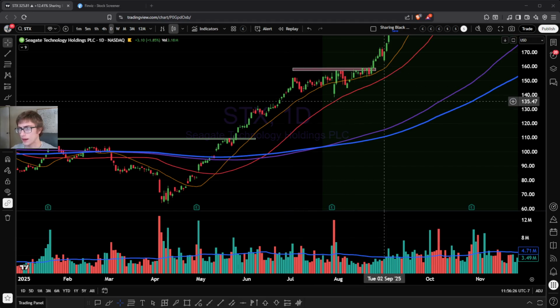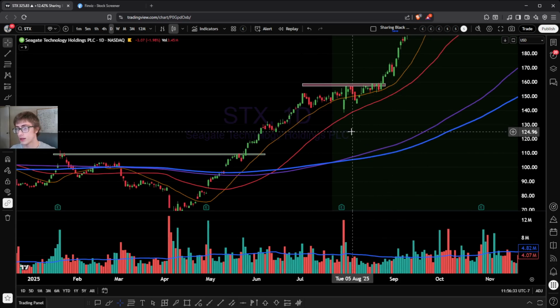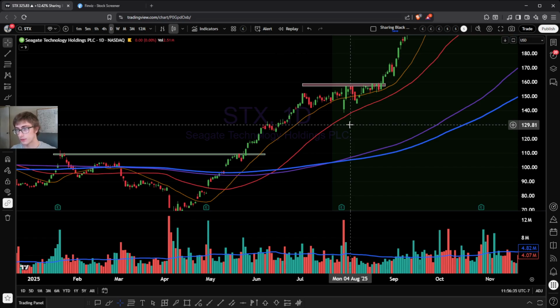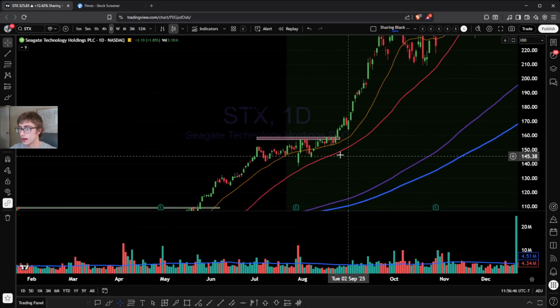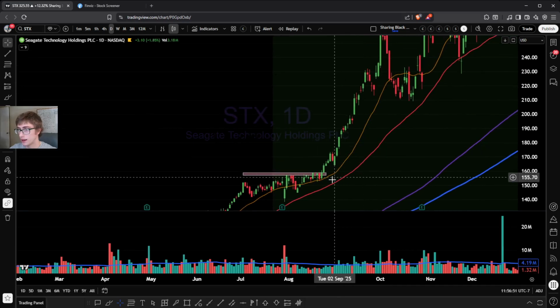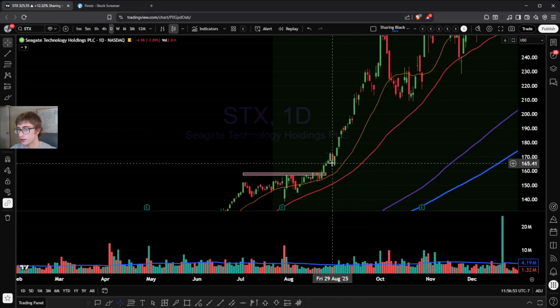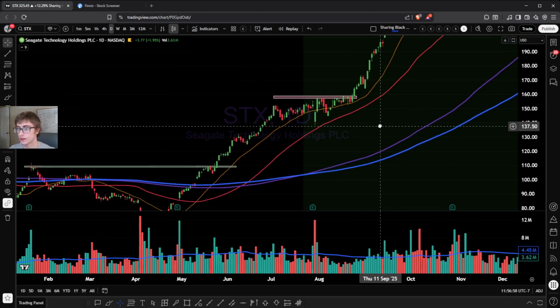So to start off, I have STX on my chart. I'm going to go over the technical factors and the fundamental factors for STX. But first, I'll go over the technical factors that led me into a trade on this stock, and it netted me a very, very strong gain. I had entered right around here and caught this huge move upwards. So let's get into it.